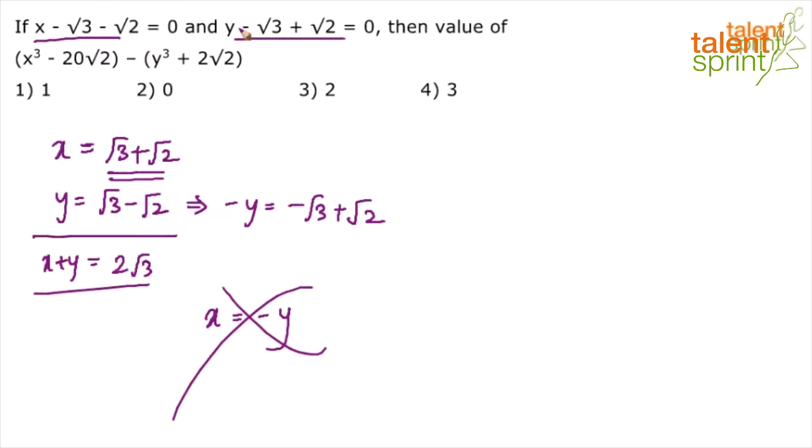X equals to 1 by y. What Srinivas has mentioned is correct. X is not minus y, x is 1 by y. These are conjugate surds, right? Root 3 plus root 2 and root 3 minus root 2 are conjugate surds. So you can say x equals to 1 by y. But you cannot say x is equal to minus y.